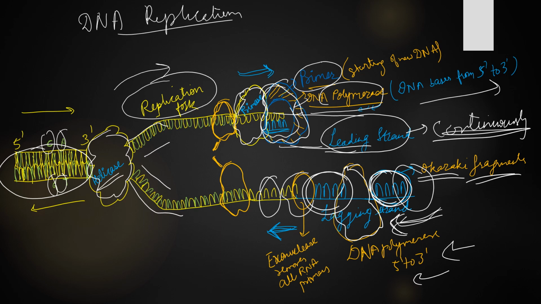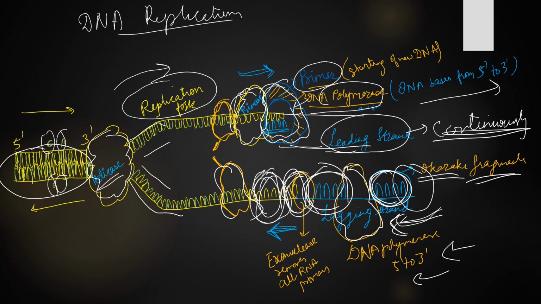Now, once the new DNA is formed, the enzyme exonuclease removes all the RNA primers from both the strands of DNA. Then another DNA polymerase is released which fills the gaps left behind, and hence a continuous strand is formed.